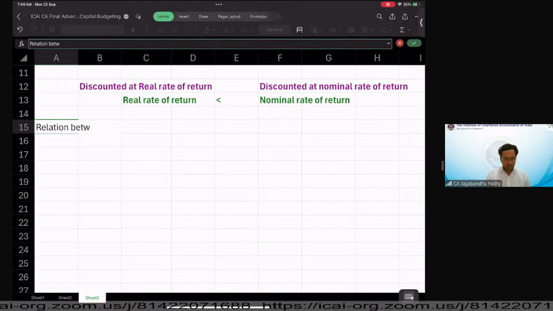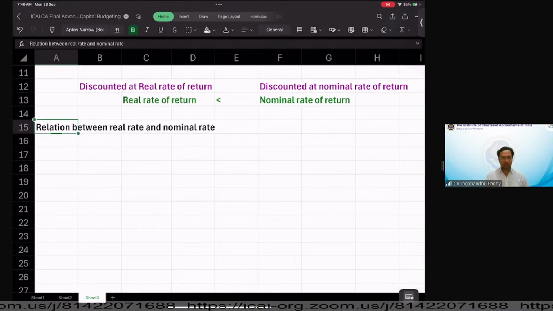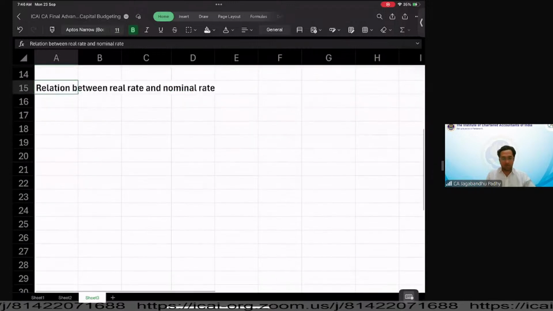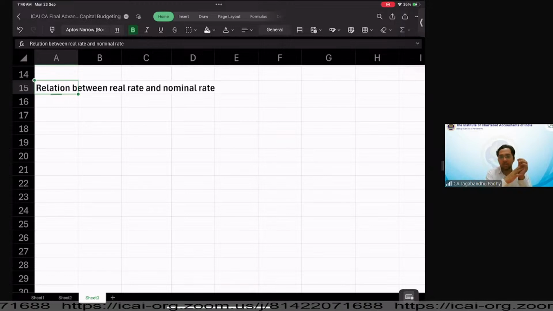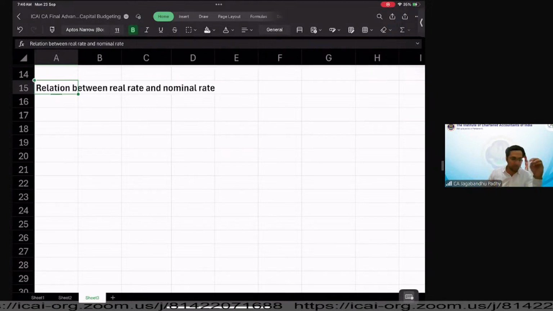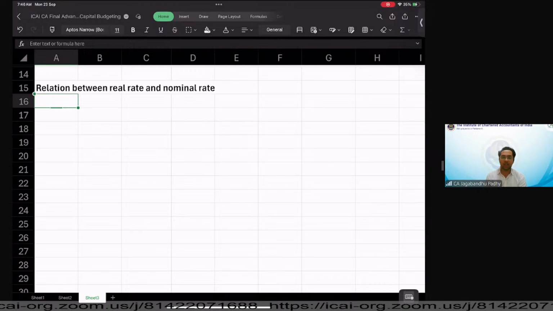Relation between the real rate and the nominal rate. I'll be sharing this, guys. This Excel file will be there on the portal after today's class. That's an assurance from my end. So if you wish to write it down, you can definitely do so, but I'll be providing this within our portal once it is uploaded. Okay, relationship between the real rate and the nominal rate.